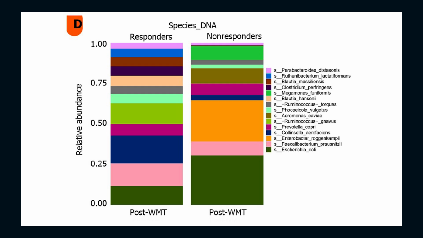Another poster child of the microbiome, the evil twin of F. prausnitzii, is E. coli, a name with which we are all familiar. It is represented by this green color. You can see a marked difference between those who responded and those who did not. This classic opportunistic pathogen was significantly higher in the non-responders.